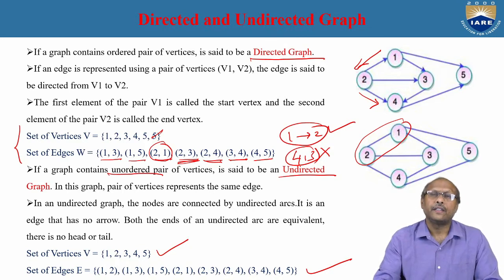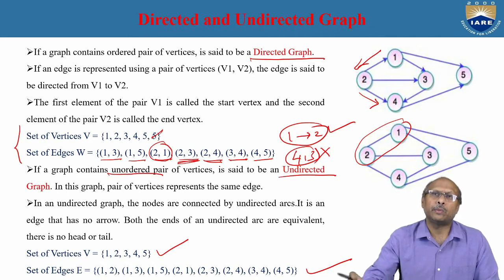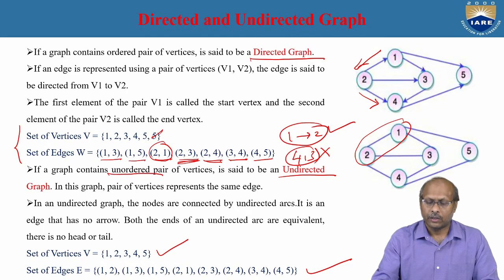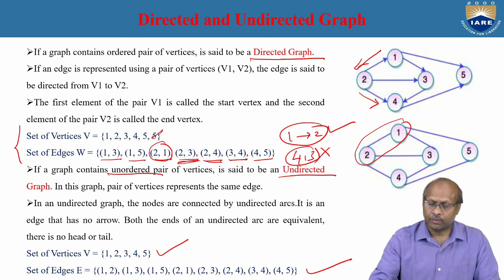So these are the two categories of graph, one is directed, another is undirected. A directed graph is one where direction is specified. An undirected graph is one where there is no direction specified. So remember, in a directed graph you will have an arrow mark. In an undirected graph there is no arrow mark at all.